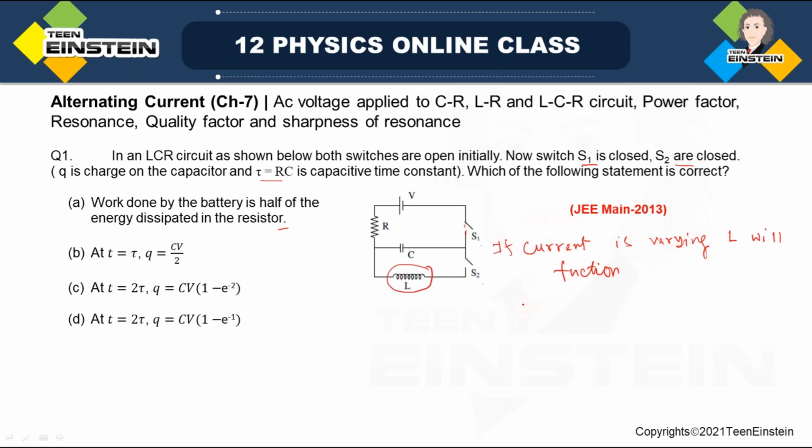Since the current is steady, see what it does generally: it produces a back EMF, L dφ/dt, or sorry, L di/dt. So this is the kind of EMF it will produce, and from there it will store magnetic energy. But since the current is not varying, this factor will be 0. So ultimately there will be no function of this inductor coil in the DC circuit.